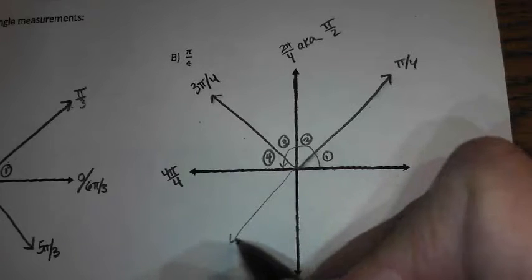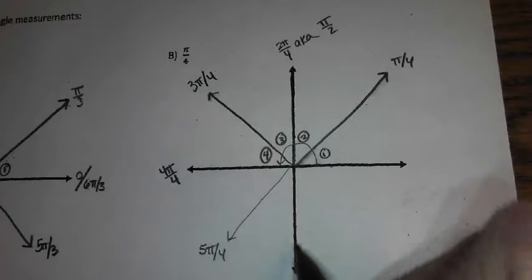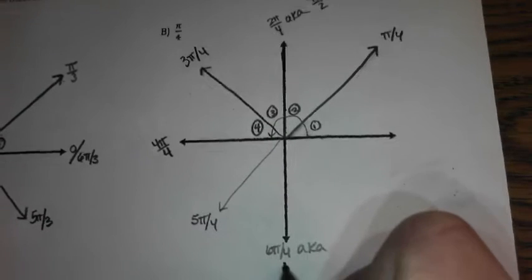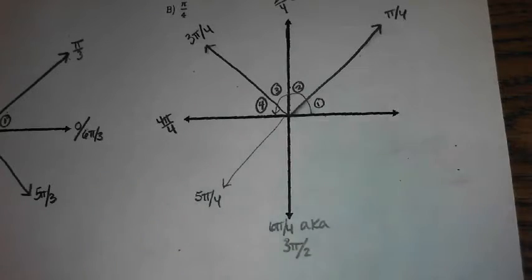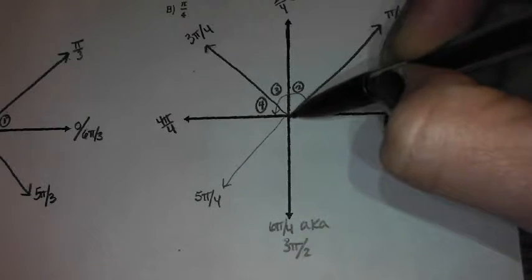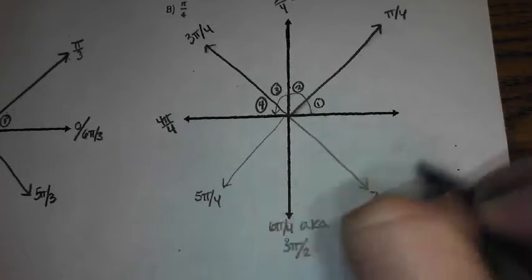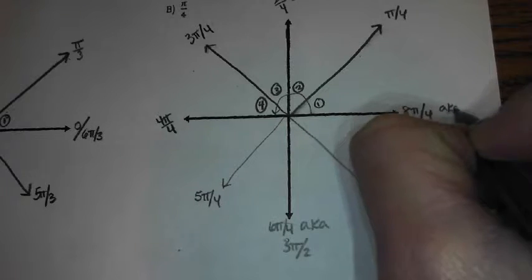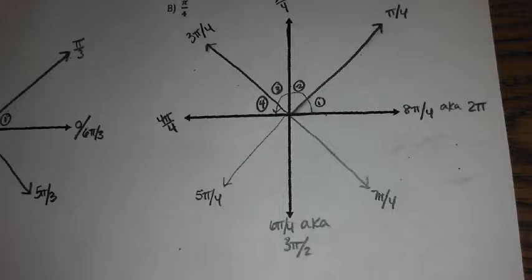Then we have, what's this? 5 pi over 4. What's this? 6 pi over 4, but this one reduces, aka 3 pi over 2. Very good. And then, so 6 pi over 4, 7 pi over 4, and coincidentally or not, 8 pi over 4, which coincides with 2 pi. Nice?